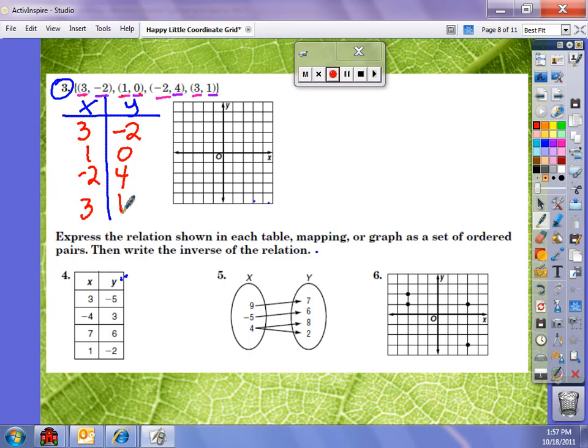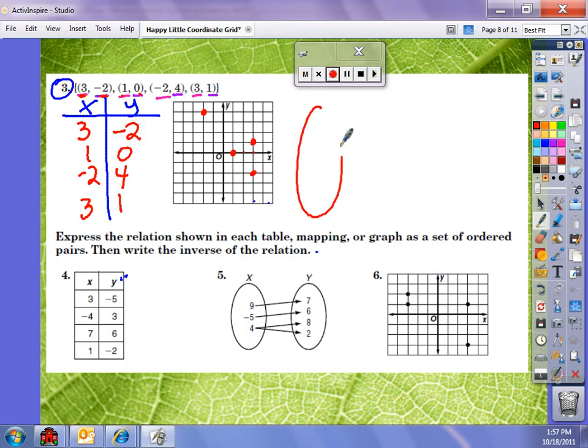That's that. For the graph, we're just going to plot each one. We're always going to start at the origin, and we're going to go over 3, down 2. 1, 2, 3, 1, 2. 1, 0, that means over 1, up 0. -2, 4, to the left 2, and up 4. And then 3, 1. 1, 2, 3. So there is the relation, which is just a set of ordered pairs plotted on a coordinate graph.